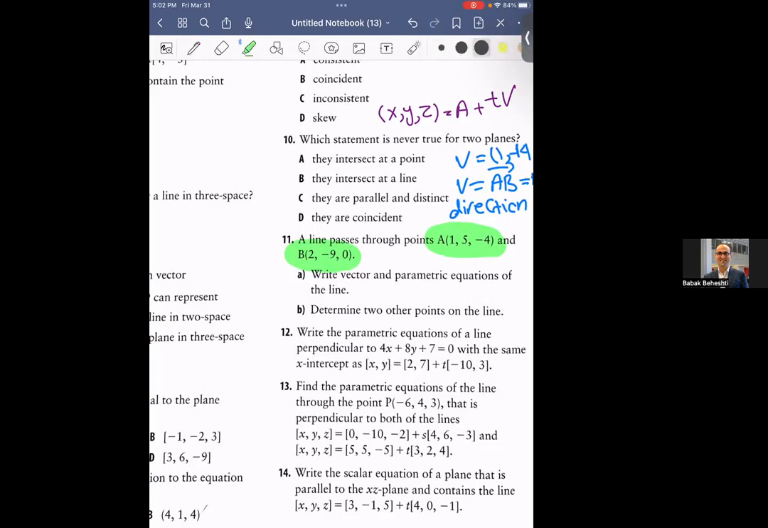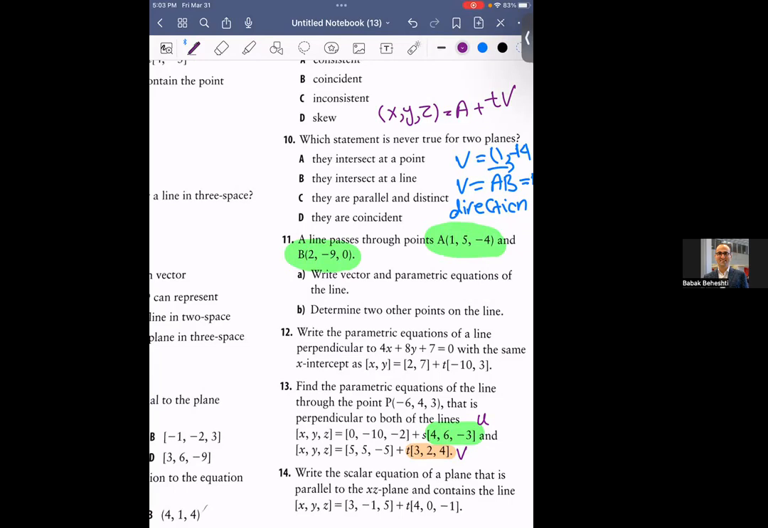For one of them, the direction vector is this. For the other one, the direction vector is this, right? So let's say that this one is U, and the second one is V. So the direction vector of the line we are looking for is perpendicular to U and V.